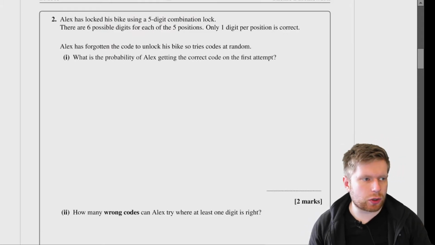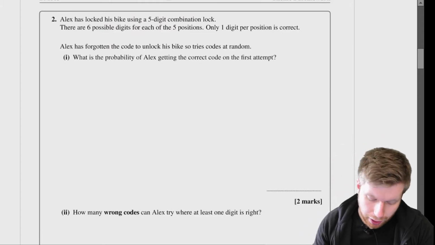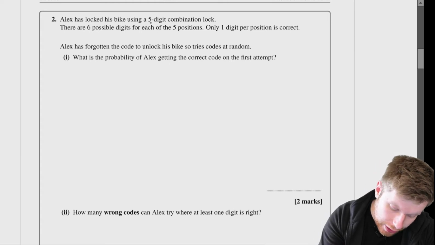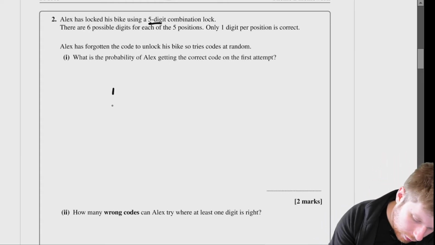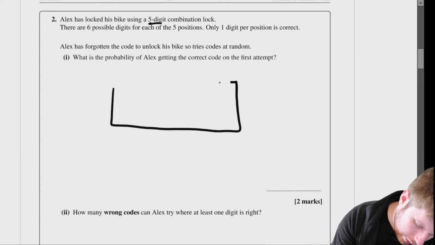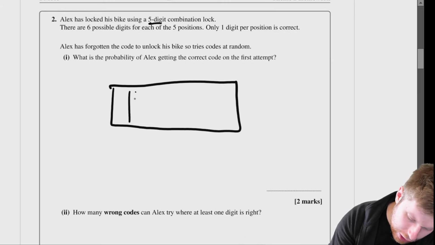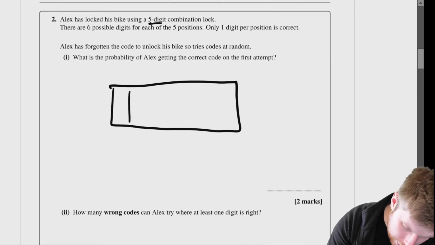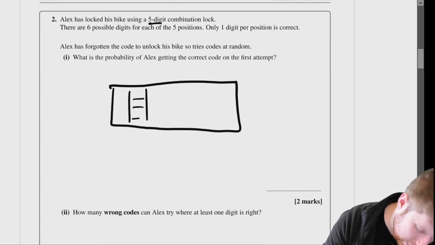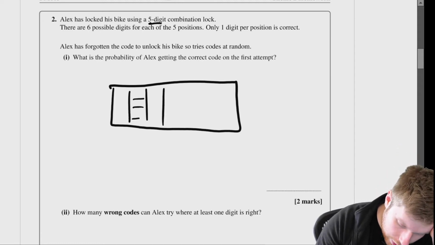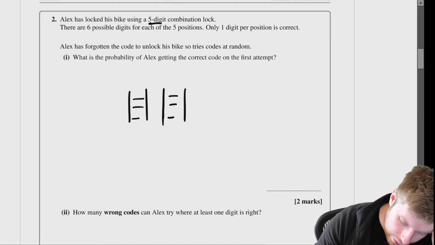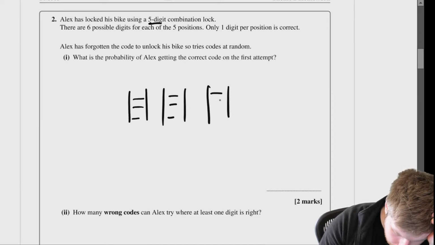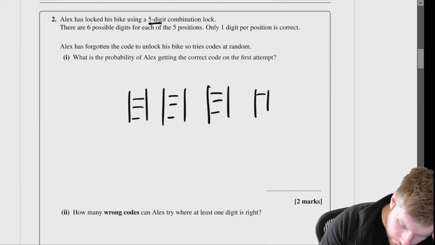Okay, so let's have a look at the next question then. Alex has locked his bike using a 5-digit combination lock. So in other words, you've got a combination lock like this. Okay, and there's 5 digits on there. So there's 1 digit that can go there. You've all seen these kind of combination locks, right? There's my combination wheel. Then there's another combination wheel. And there's another combination wheel. Another combination wheel. And another combination wheel over here.